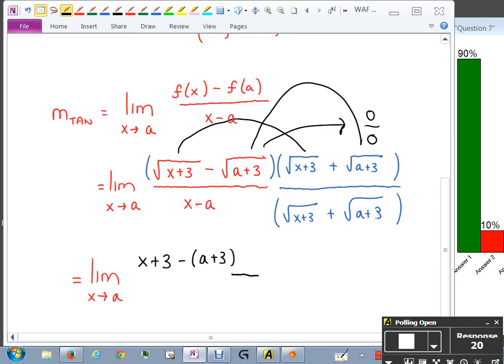All of this over x minus a, and I'll put it in parentheses, times all that junk down there, which I'm not going to multiply through, because I'm really hoping that that x minus a is going to cancel.